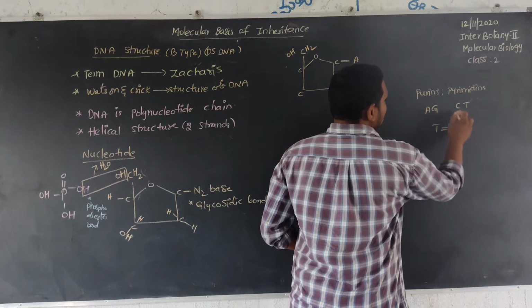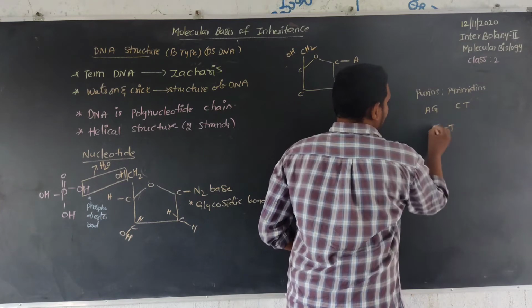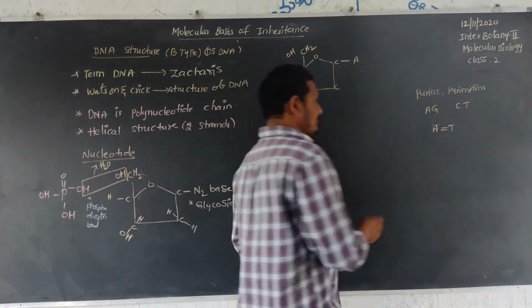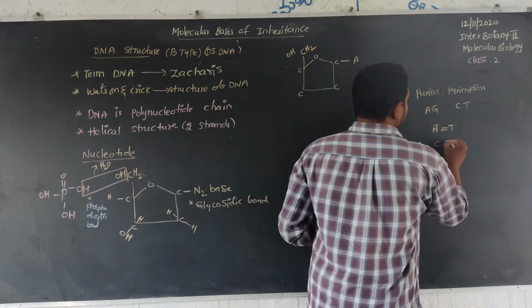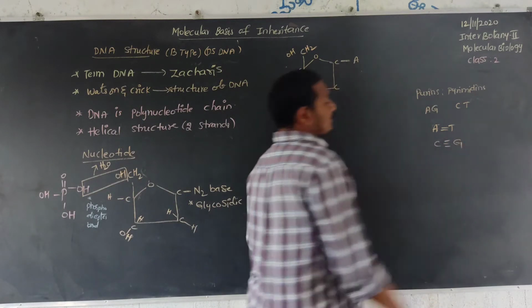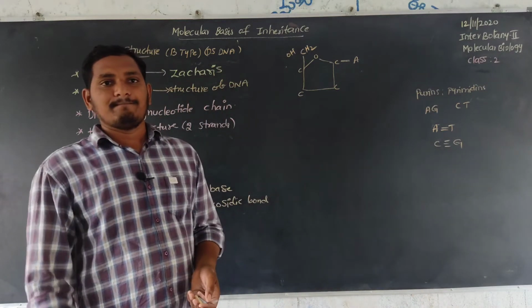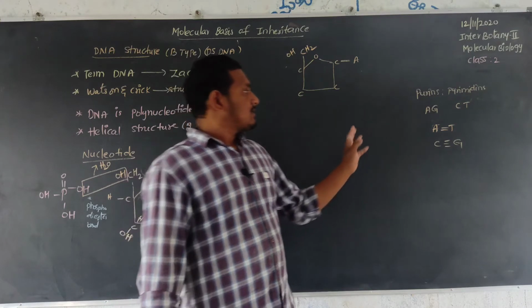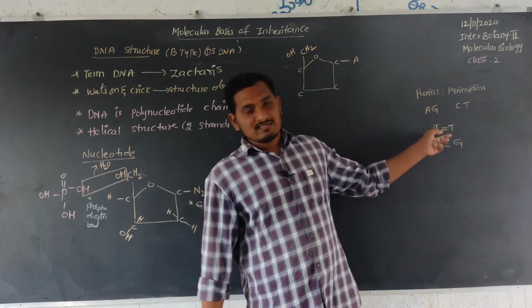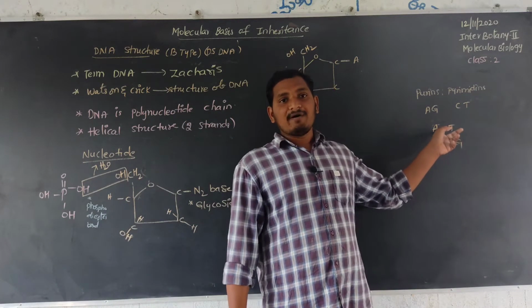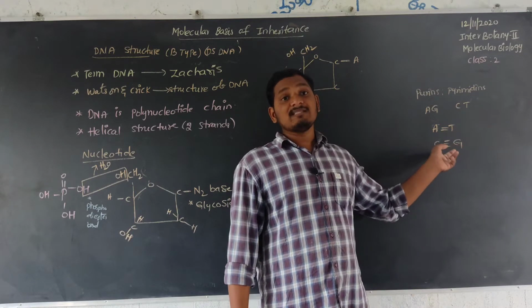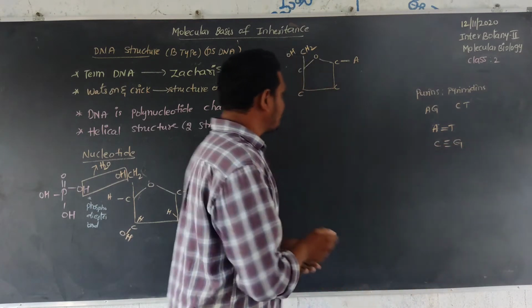Adenine binds with thymine by a double hydrogen bond. Next, cytosine binds with guanine by a triple hydrogen bond. Nitrogen bases are attached by hydrogen bonds. Adenine attaches with thymine by double hydrogen bonds, and cytosine attaches with guanine by triple hydrogen bonds.